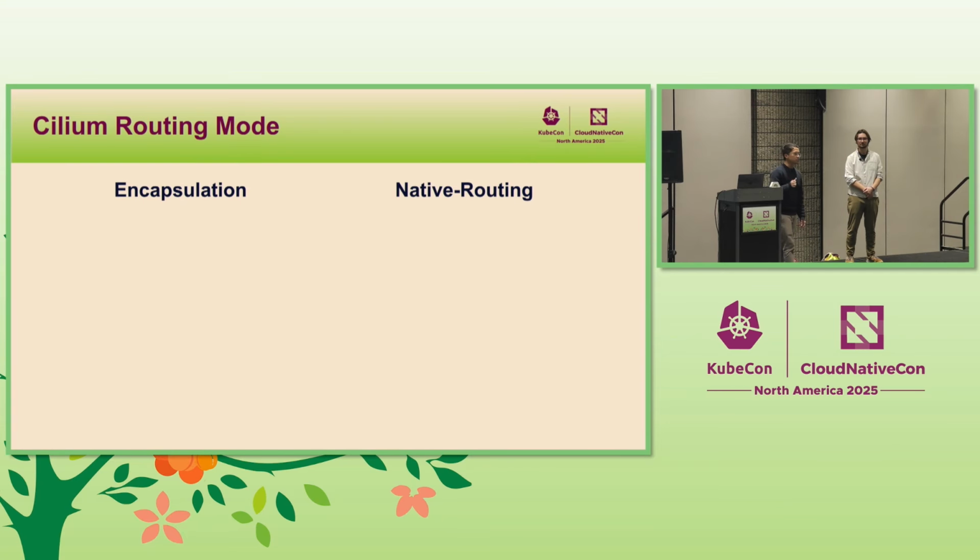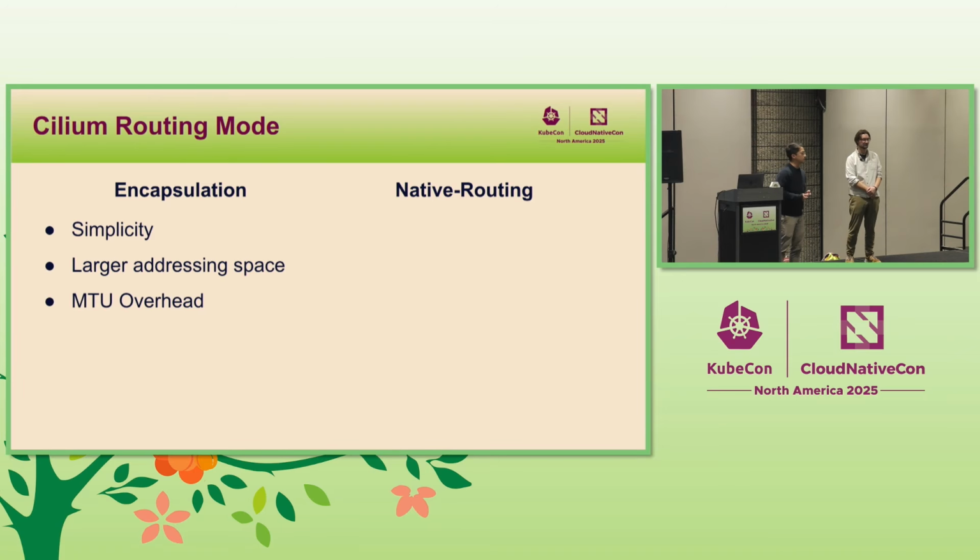Cilium has two routing modes. The first mode is encapsulation or tunneling mode. The second mode is native routing mode. Encapsulation mode is much simpler because it abstracts away the underlying network for us. It potentially provides a larger addressing space because it doesn't depend on the underlying network limitation. However, on the other side, it has MTU overhead because of the extra headers that it needs to add.